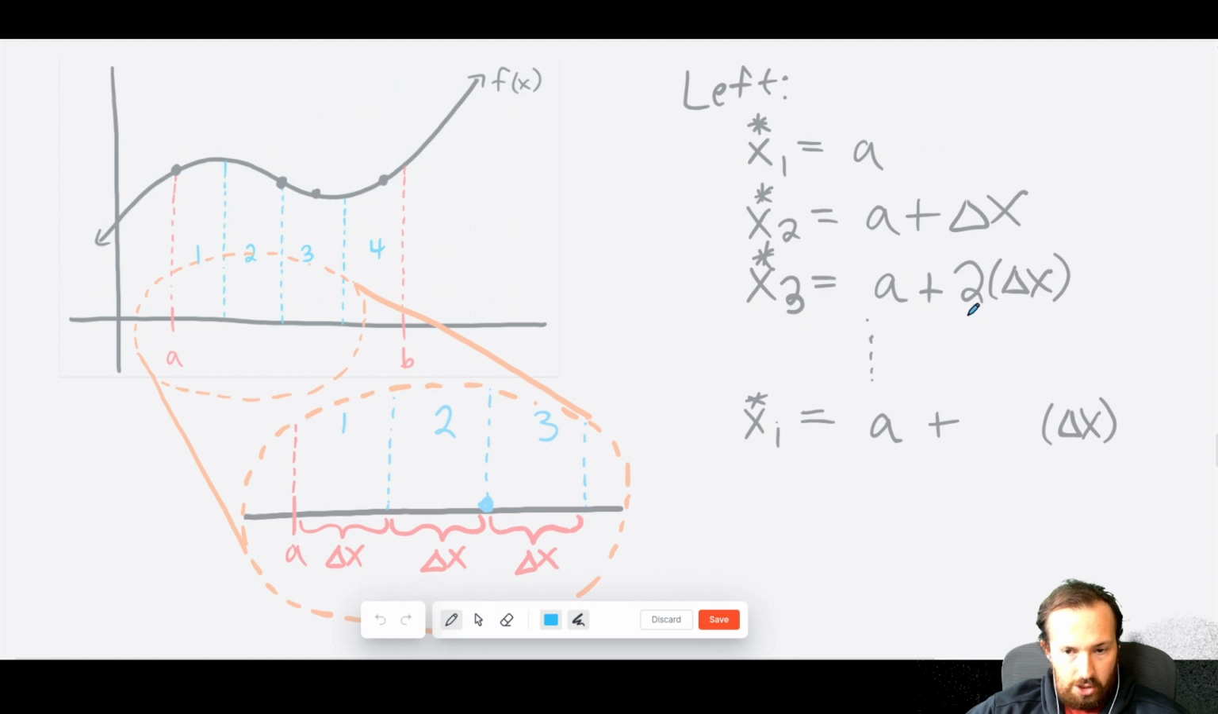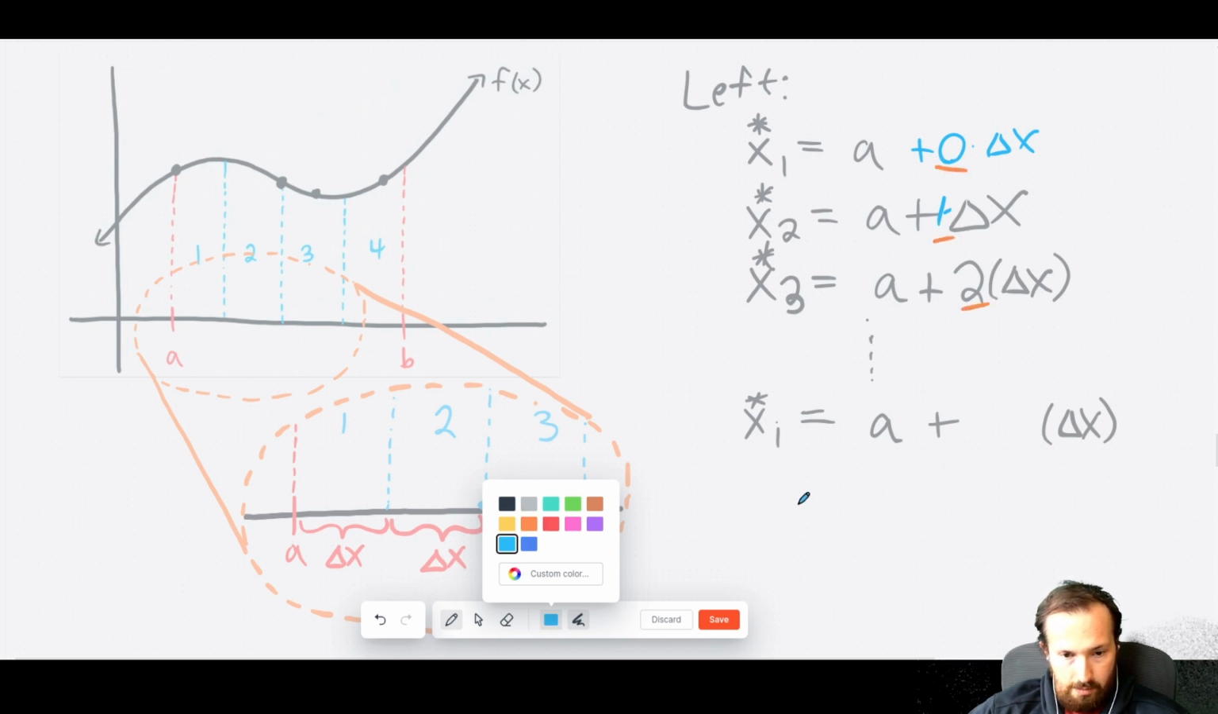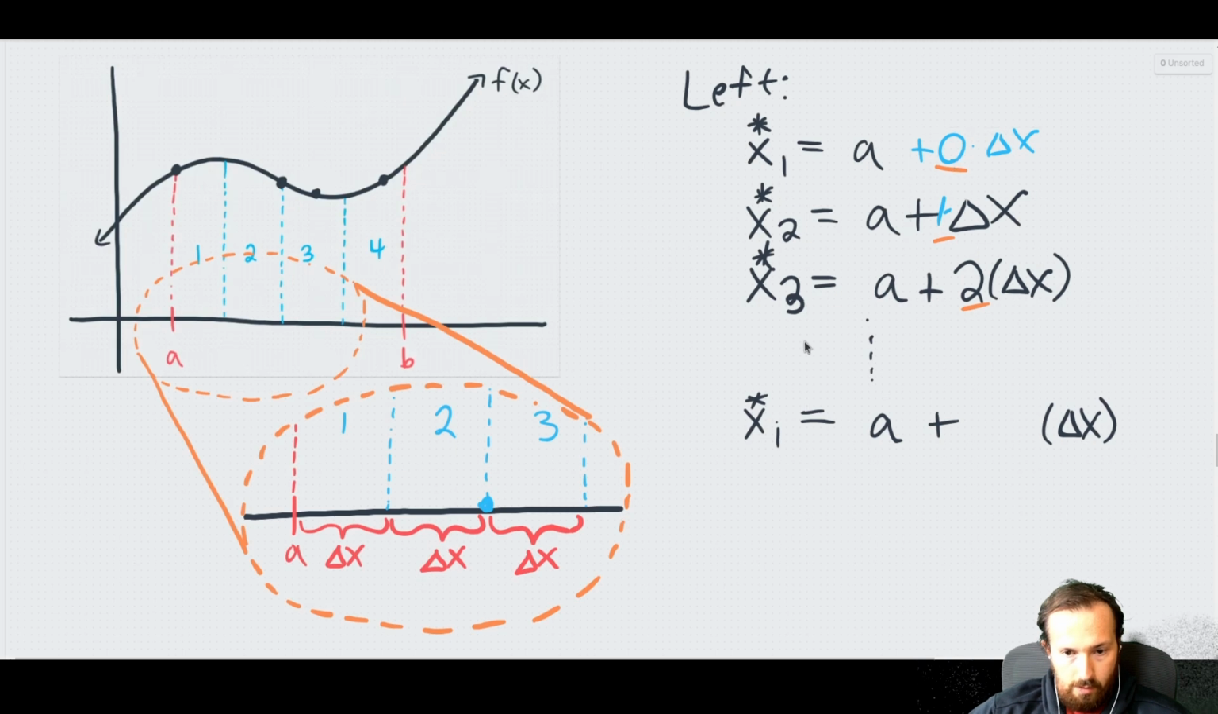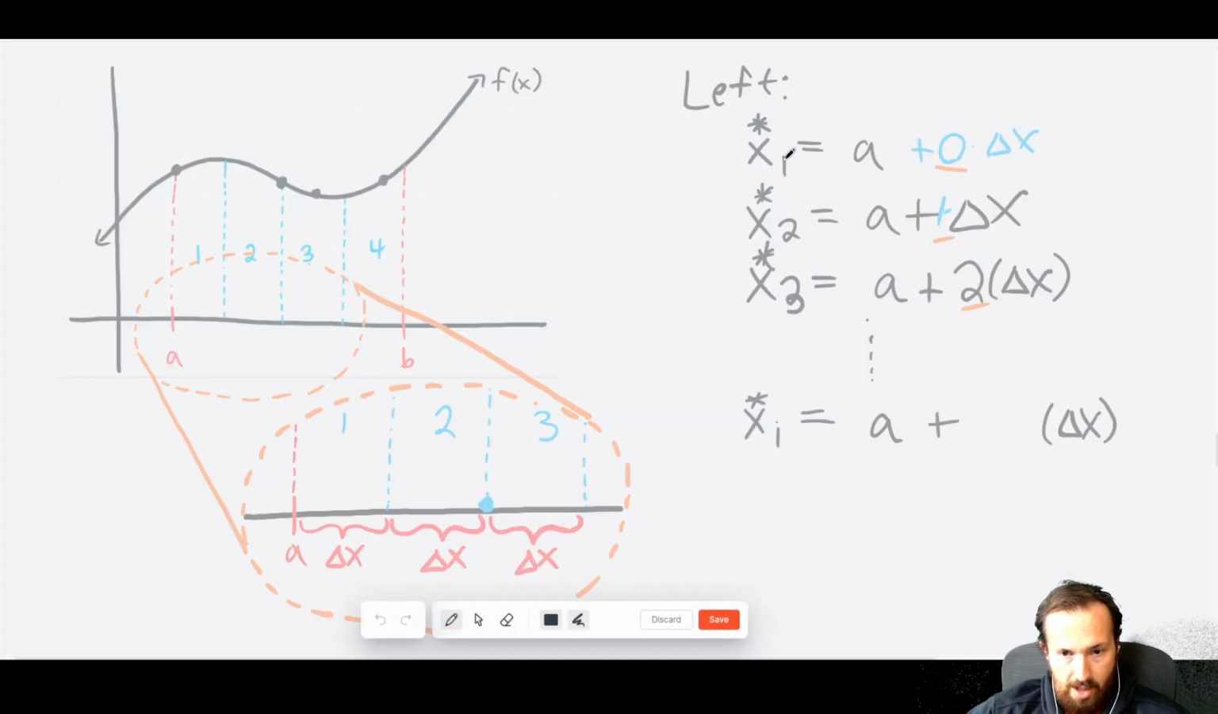But what is changing, the way you can imagine it at least, and this is actually a better way to think about it, look at this first one as 0 times delta x. Look at this second one as 1 times delta x. And you can kind of abstract it so that this is the only number that's changing every time. And then what is that number? Well, if you notice the pattern, when I is 1, this number is 0. When I is 2, that number is 1. When I is 3, that number is 2. It's literally just I minus 1.